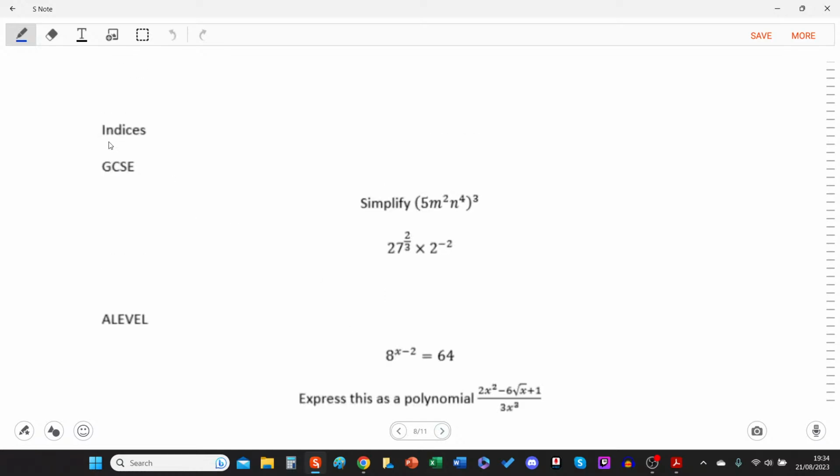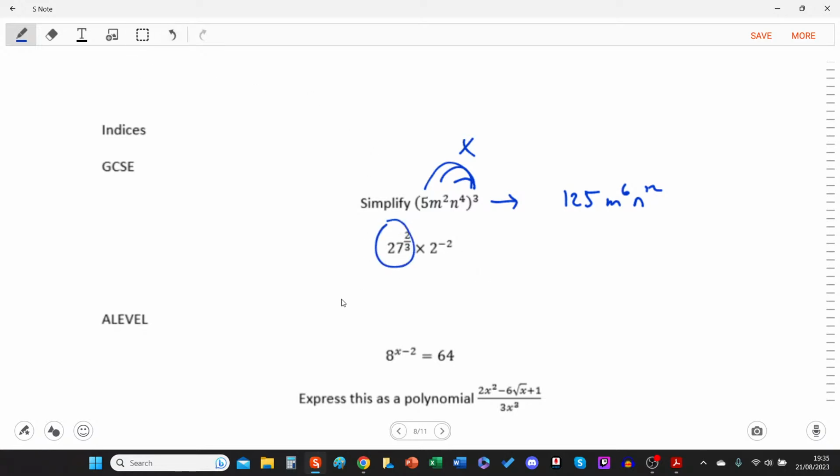So GCSE indices, we might have things like this. This is the ultimate question set, right? We just looked at this skill, knowing that we get 125, m to the 6, n to the 12. Okay, that's pretty straightforward index rules. They apply to the indices in there via multiplication. And here we have two things to figure out.